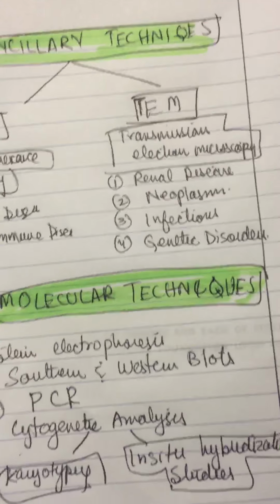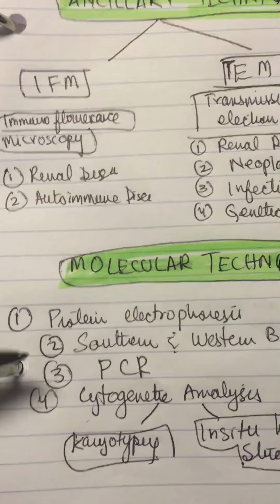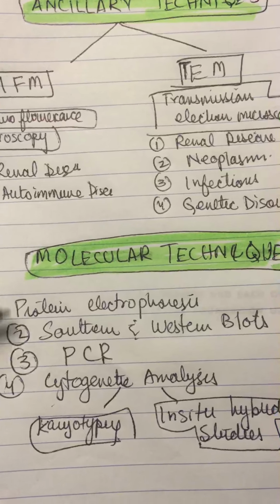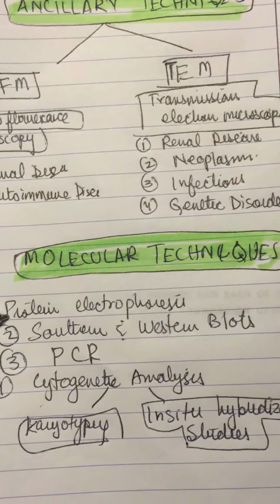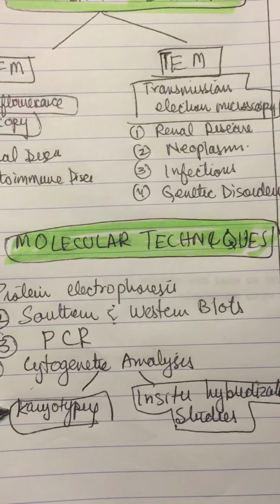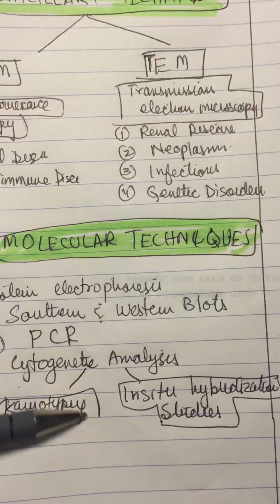Then we come to the molecular techniques, and there are four techniques used in this: protein electrophoresis, Southern and Western blots, PCR, and cytogenetic analysis that includes karyotyping and in situ hybridization studies.